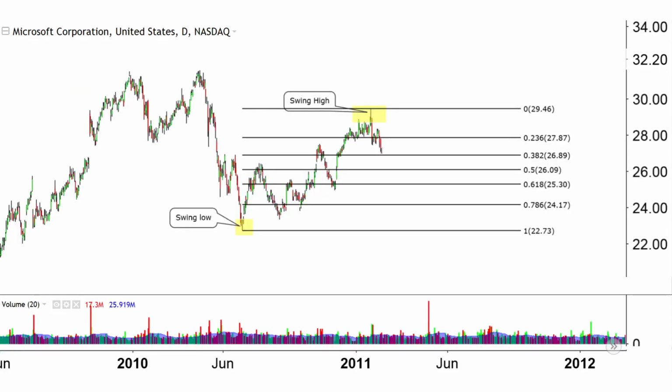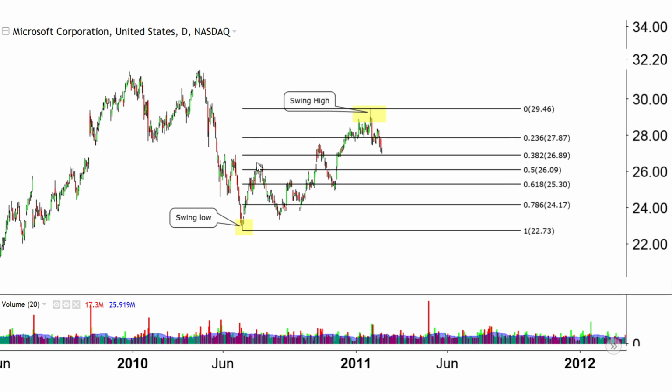Step 2. Draw your fib by clicking the swing low at 22.73, then drag to line up with the other swing point. Here it is the swing high at 29.46. Notice how 29.46 is a valid swing point because it is a reversal point.